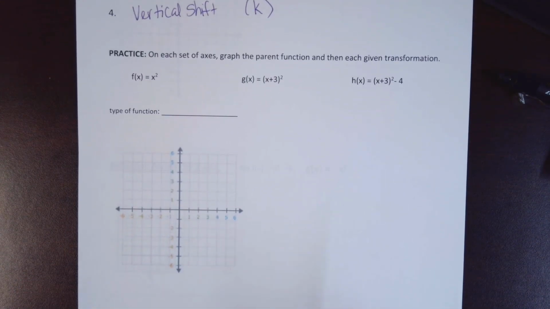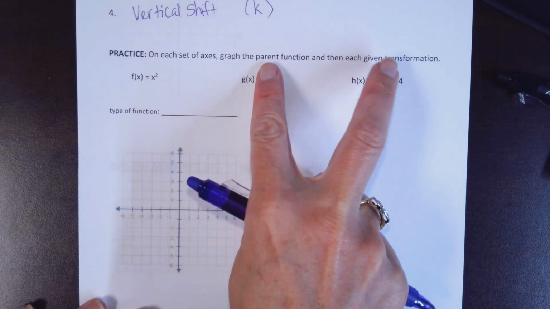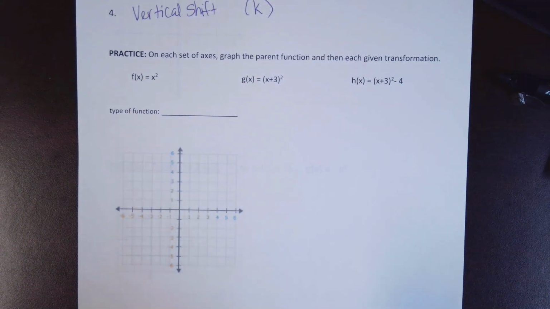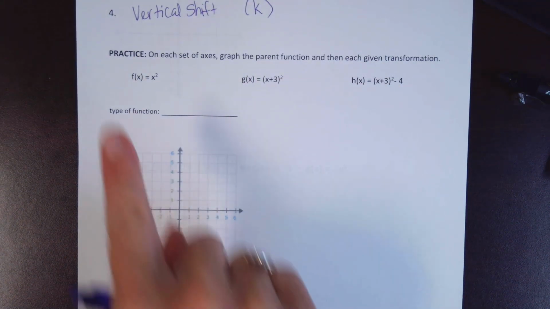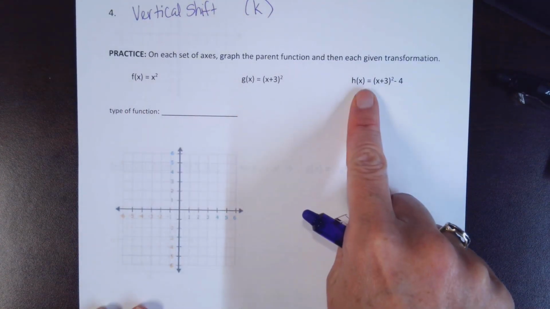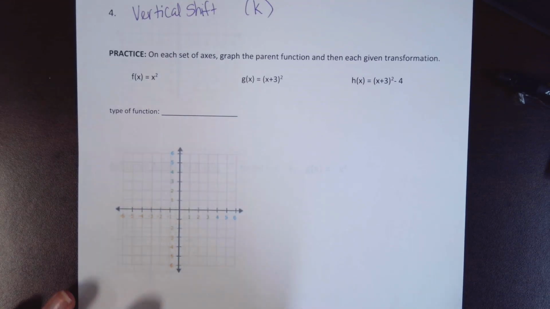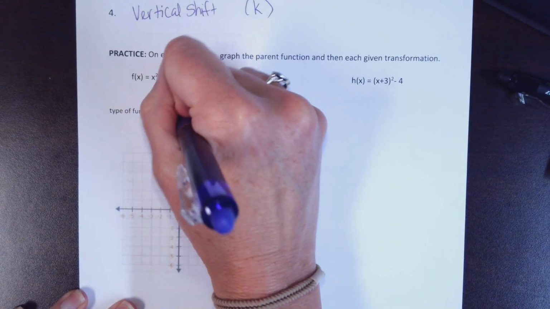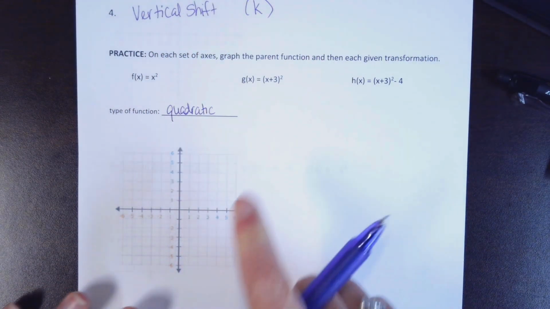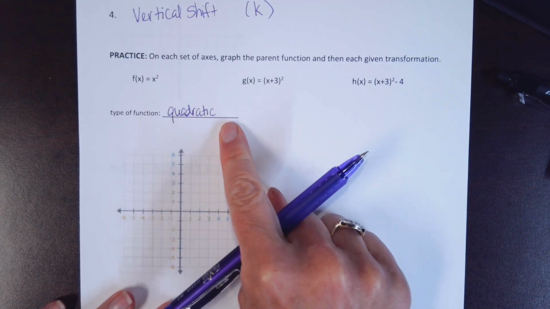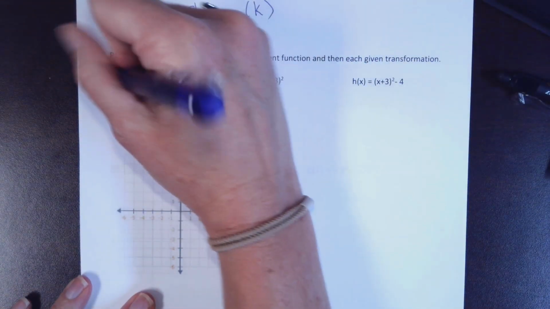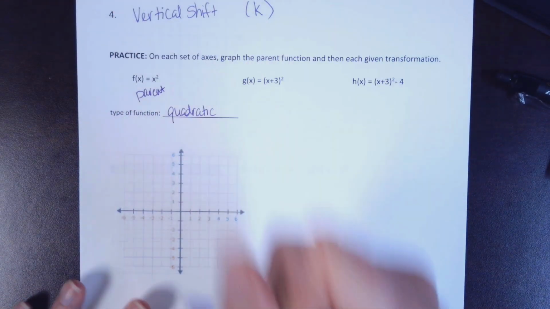Okay, so pay attention when I give you assignments. I often want you to graph the parent function and the transformed function on the same set of axes. So if I look at f, g, and h of x, I see they are all the same type of function. If you need to, look at your parent function page, but hopefully you recognize that this is our quadratic function. So I know in my head immediately that the shape of my graph is going to be a parabola. So let's do that. Let's do my parent function first.